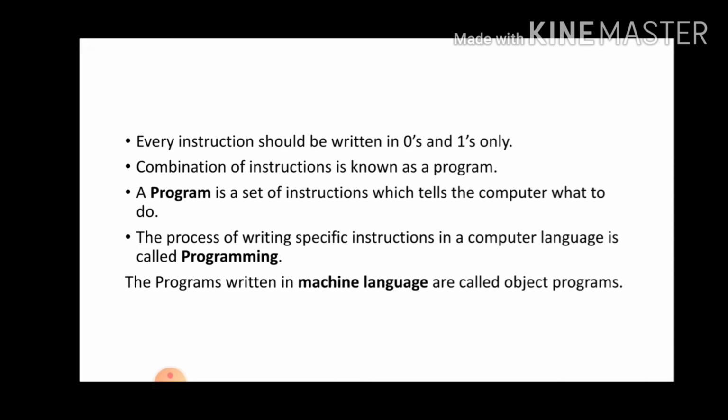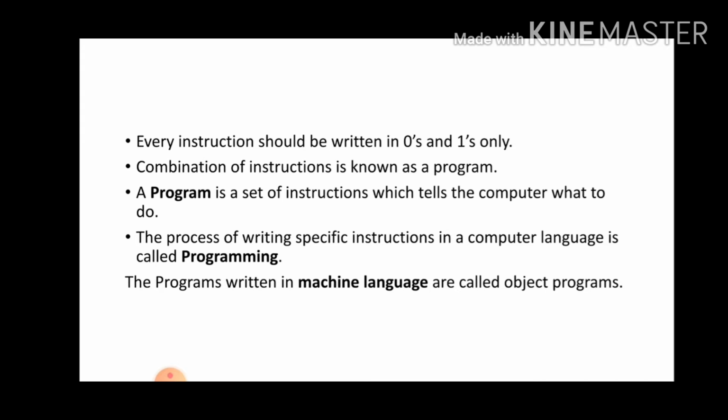So remember that a computer can understand a machine language, and that language is zeros and ones, and for those zeros and ones we are writing instructions, okay? So these instructions are combined to form a program. A program is a set of instructions which tells the computer what to do. The process of writing specific instructions in a computer is called programming. The programs written in machine language are called object programs.